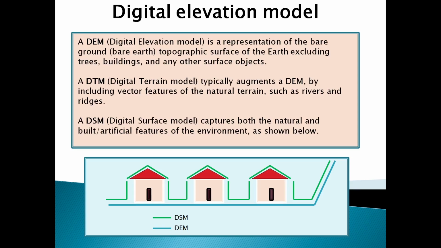A DEM, digital elevation model, is a representation of the bare ground, bare earth, topographic surface of the earth excluding trees, buildings, and any other surface objects. A DTM, digital terrain model, is sometimes referred to as a DEM. In other definitions it augments a DEM by including vector features of the natural terrain, such as rivers and ridges. A DSM, digital surface model, captures both the natural and built artificial features of the environment, as shown below.